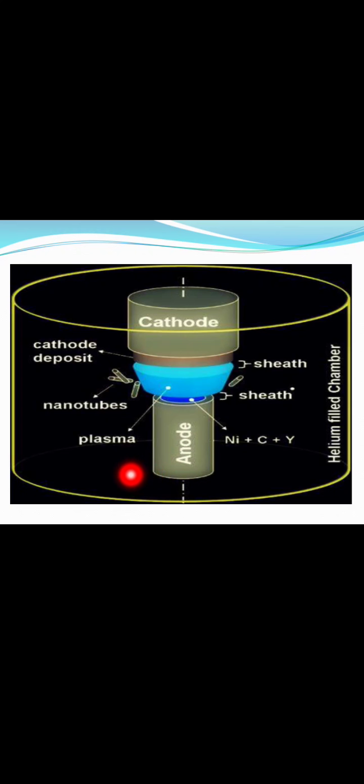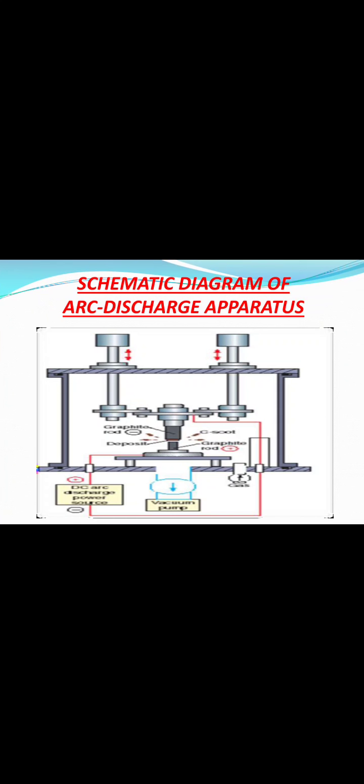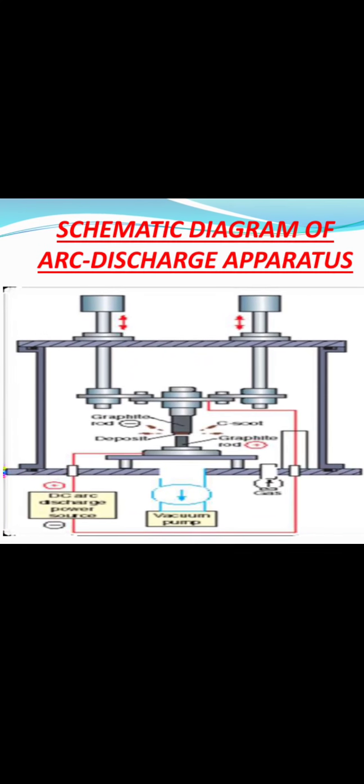So we will see the full schematic diagram. This is only for the arc column, which is filled by helium gas, and there are two electrodes. See, this is another diagram of the arc discharge tube apparatus. This is the full schematic diagram.